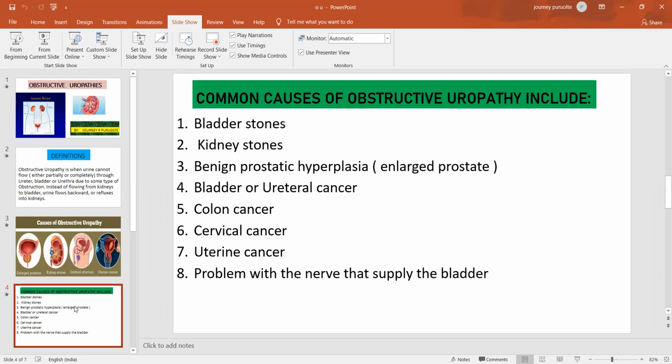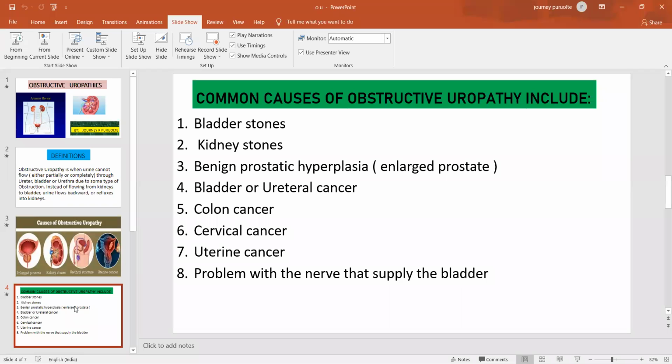These are the most common causes. Please listen nicely, I will ask one by one. The common causes of obstructive uropathy are bladder stone. Because of the presence of stone in the bladder, there can be obstructive uropathies. And because of the presence of stone in the kidney, there can also be obstructive uropathy. It may be because of benign prostatic hyperplasia. There is an enlarged prostate.